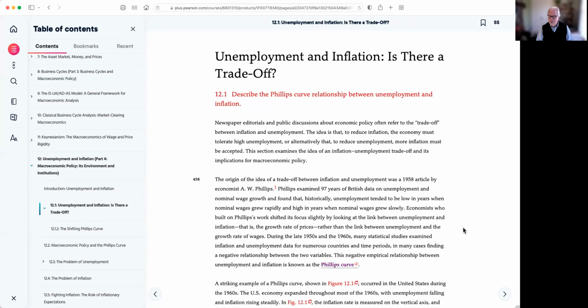But it's a relationship between unemployment and inflation based on data in the economy, and what that tells policymakers about their ability to trade off inflation versus unemployment through macroeconomic policy.